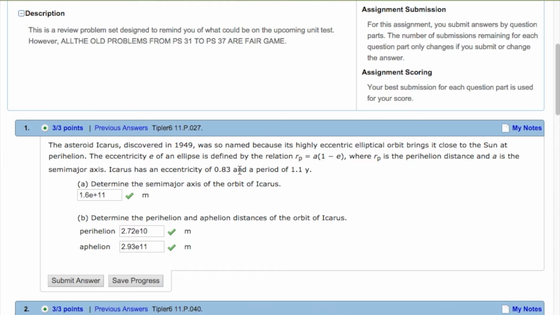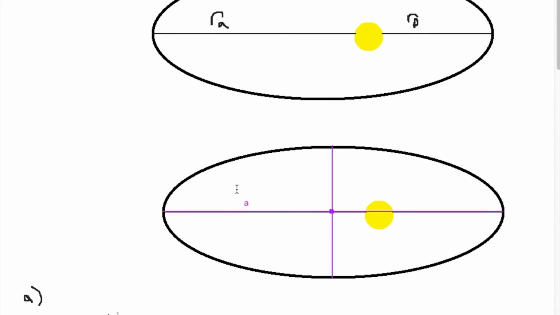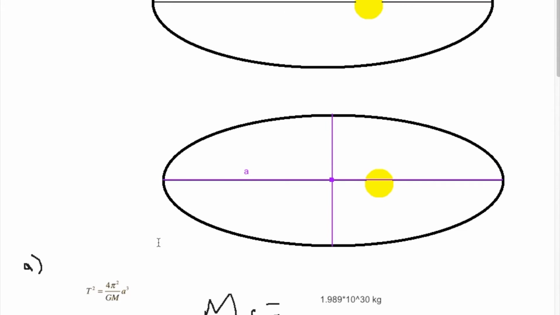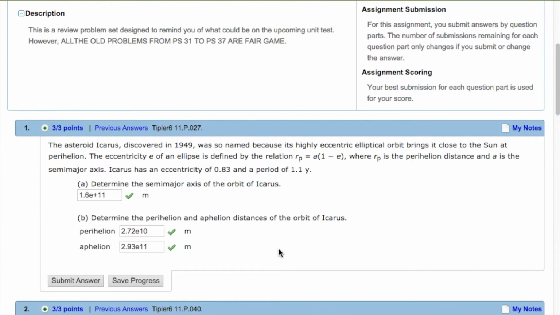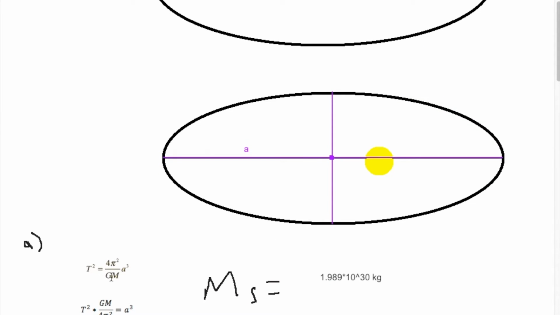So, to determine the semi-major axis of the orbit of Icarus, we're going to have to use Kepler's third law, which I will read the definition from. Kepler's third law says, the ratio of the squares of the periods of any two planets is equal to the ratio of the cubes of their average distances from the Sun. So if you look up this formula, you will get T squared equals C multiplied by a cubed, or T squared equals 4 pi squared over GM multiplied by a cubed. And actually, C is some constant, and the constant is equal to this right here.